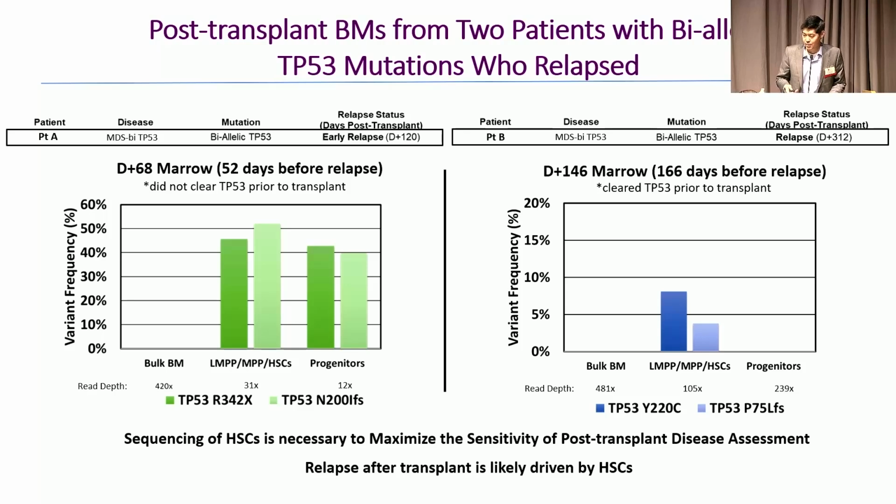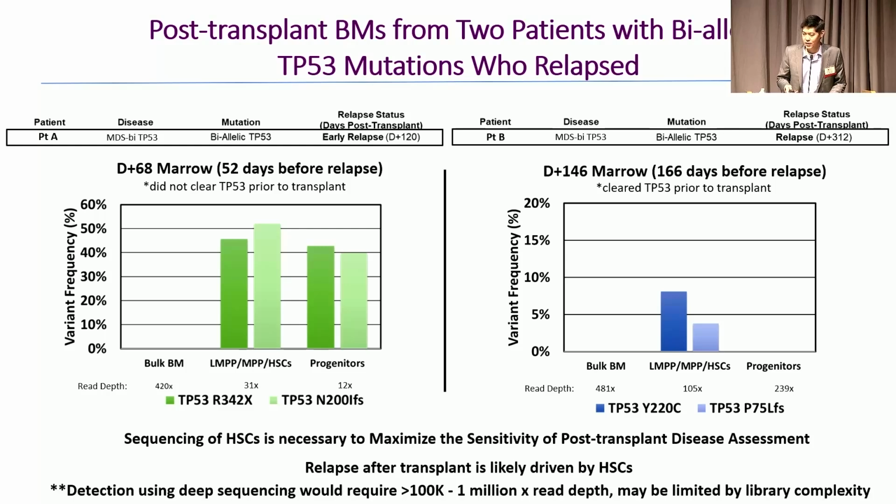And so we think this really demonstrates that sequencing of HSCs and MPPs is really necessary to maximize the sensitivity of post-transplant disease assessment, and we think this is also really important data suggesting that relapse after transplant is likely driven by HSCs. Now, it is true that if you sequence deep enough, you're likely to be able to detect these mutations, but we would argue that this would require, if you do the math, read depths of 100,000x or 1,000,000x coverage that would be really financially impractical. And in many cases, you may actually be limited by your library complexity. You may not be lysing enough cells to give you a complex enough library. And we also, as I'll show, have found that the mutations are in HSCs.